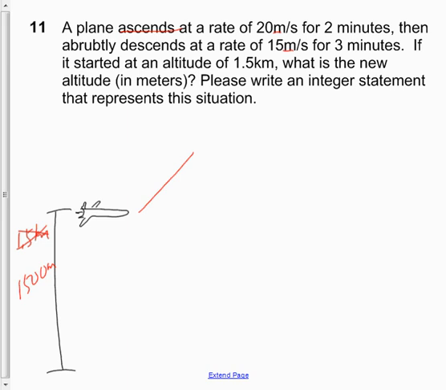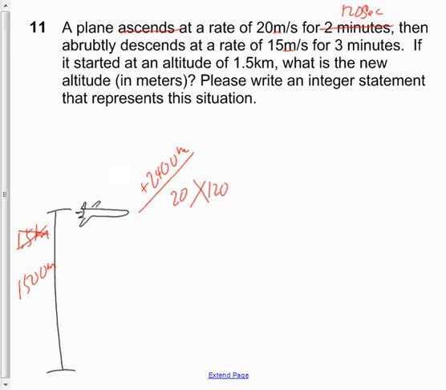So mathematically speaking, if it's 20 meters a second, multiply that by the number of seconds, in this case 2 minutes, which is 120 seconds. So instead of saying 2 minutes, I could say 120 seconds. That's going to give me an altitude difference of plus 2,400, so 2,400 meters up is what it went.